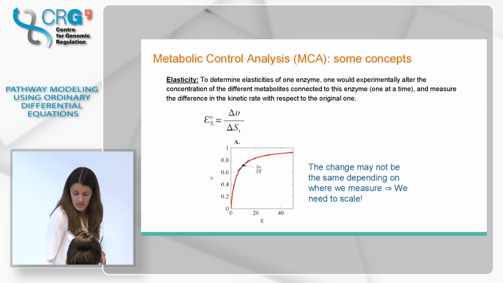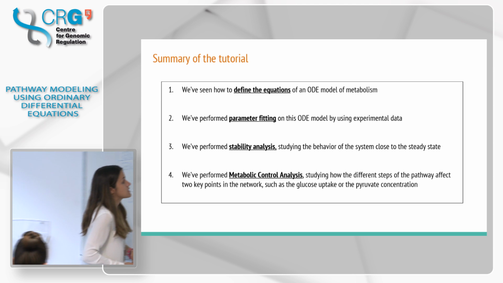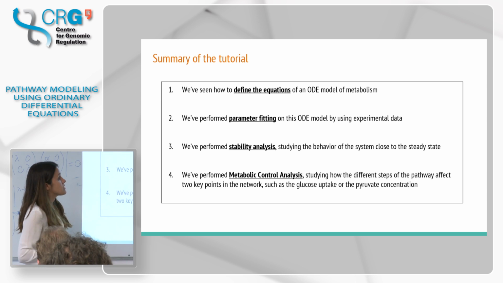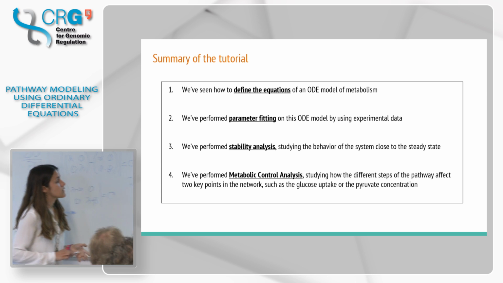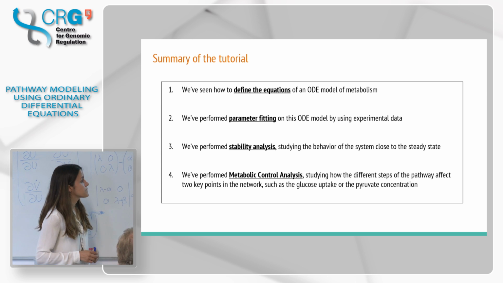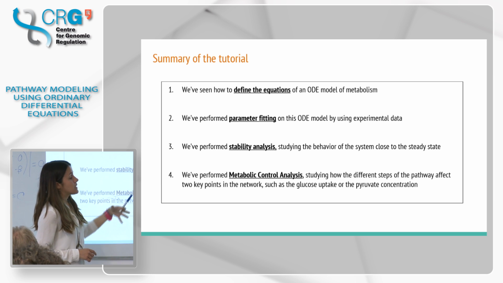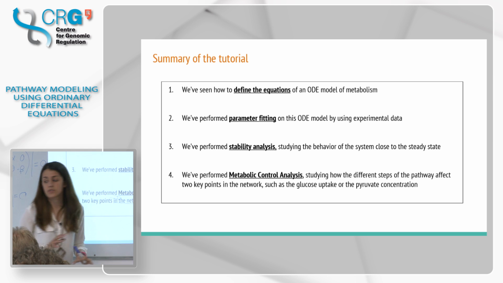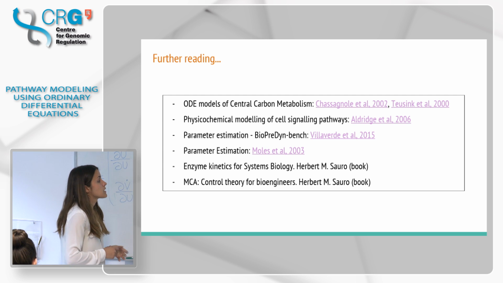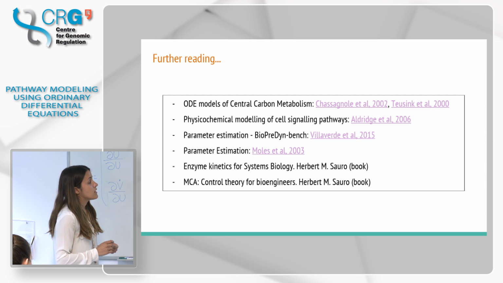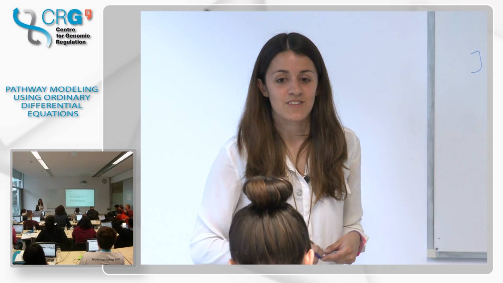With this, I'm going to finish by summarizing that we've seen how to define the equations of an ODE model of metabolism. We've done the parameter fitting of this ODE model by using experimental data. And finally, we've performed stability analysis, studying how the system behaves when we are close to the steady state with some small perturbations. Here you have some useful reading on the topic. And this is what I wanted to tell you today, so thank you for your attention.